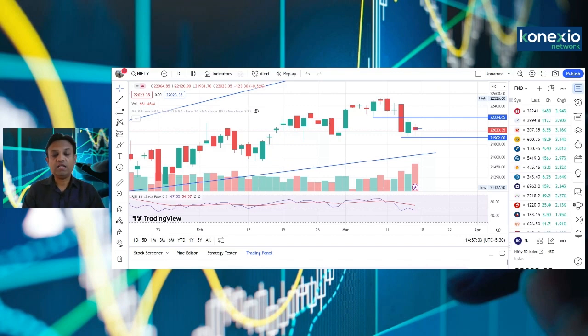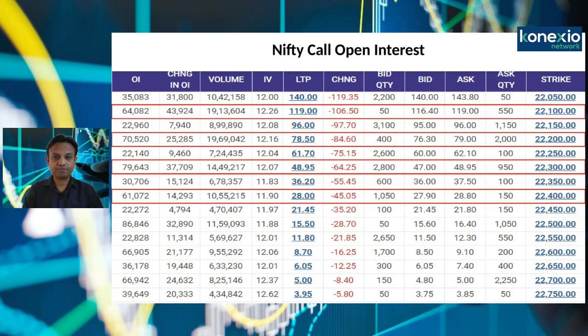Now, friends, let us discuss the derivative data of Nifty calls. You will see on the screen, in Nifty calls, the action was seen in 22,100 calls, 22,200 calls, 23,300 and 23,400 calls. Here you can see there was a significant drop in option premium, which clearly indicates that traders are still into writing out of the money calls or might be at the money calls also.